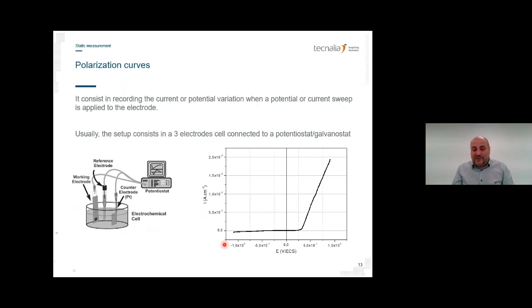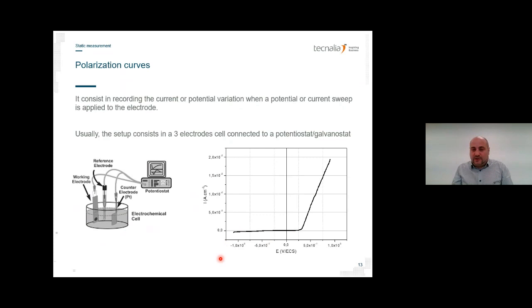Then we end up with this kind of thing. We can see here in this part the negative current and negative values of the potential. Here is going to be the cathodic part. Then at some point we'll cross the zero value for the current. We saw before that this is the corrosion potential, and then we go to positive currents. And here is the anodic part, where we have the dissolution of the material or the formation of the corrosion product.